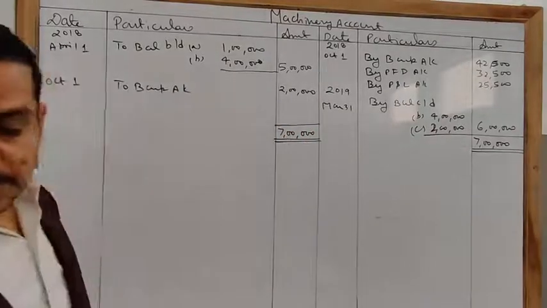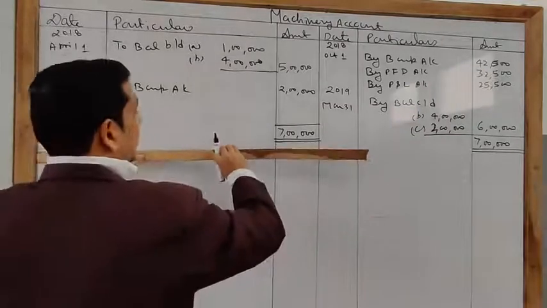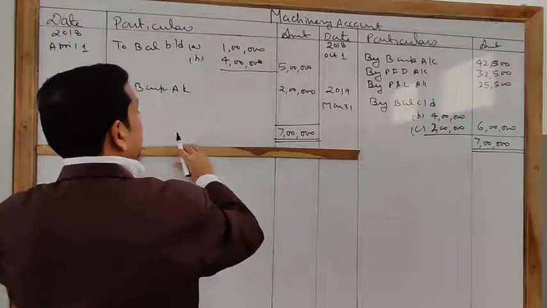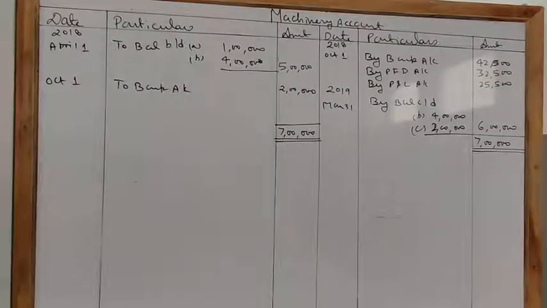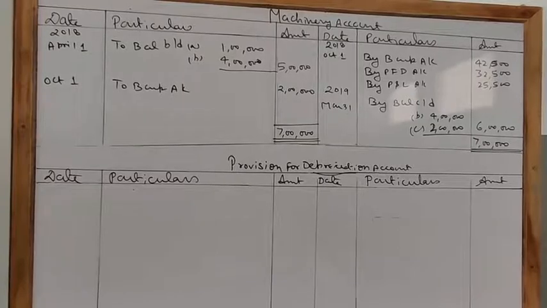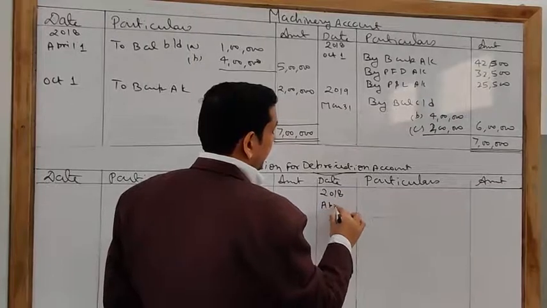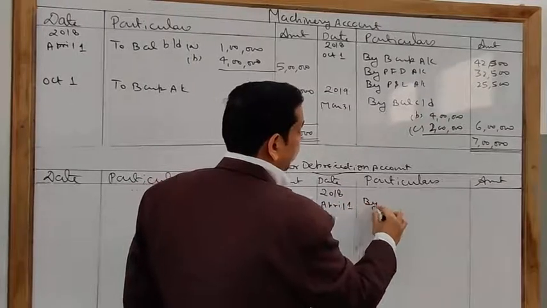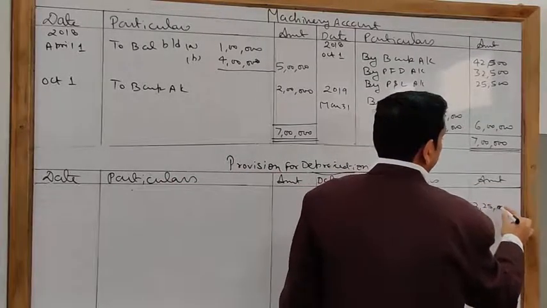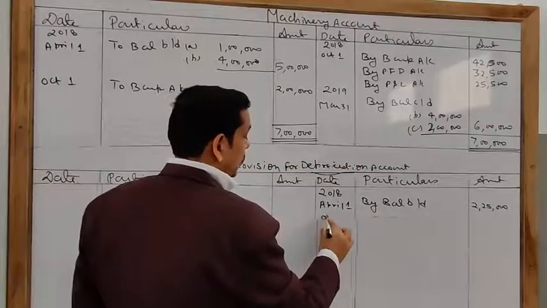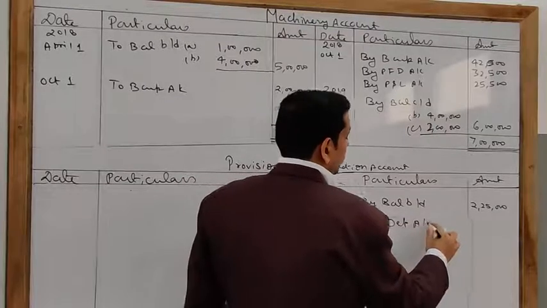Now our machinery account has been prepared. Now we are going to close it and will make a provision for depreciation account. Clear? Now our provision for depreciation account is ready. Now we will do the posting 2018 April 1 by balance b/d. Balance given to us is 2,25,000. Now machinery has been sold in October, so we will provide depreciation for 6 months by depreciation account 5,000.